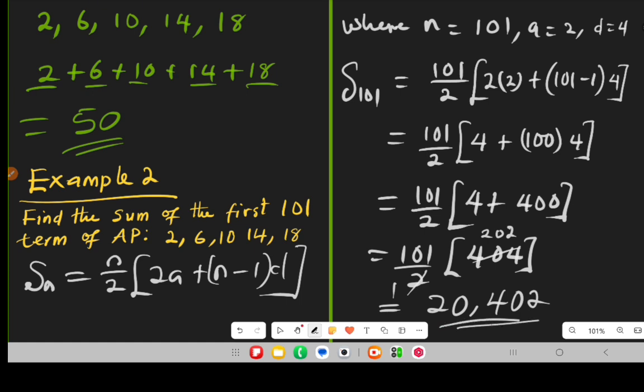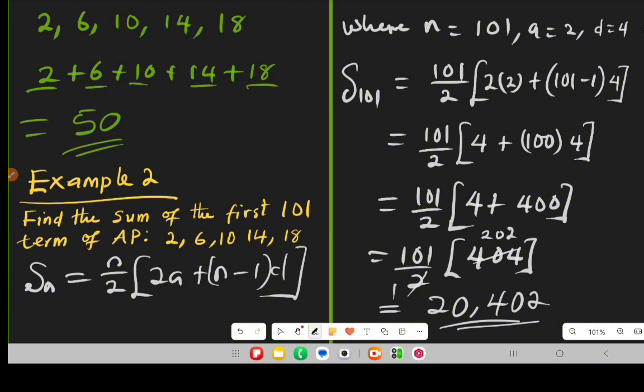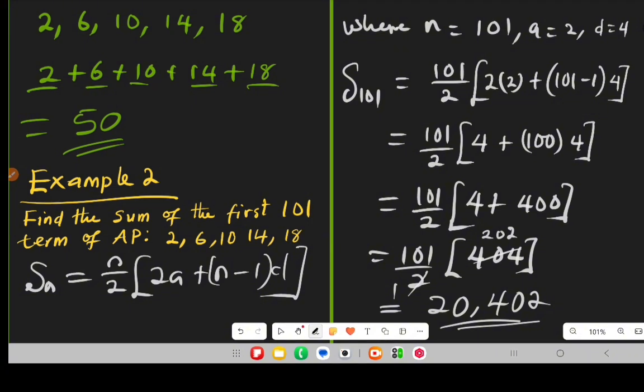So this is where the formula is very, very useful when taking the sum of the terms. The second formula cannot be used because we don't know the last term.